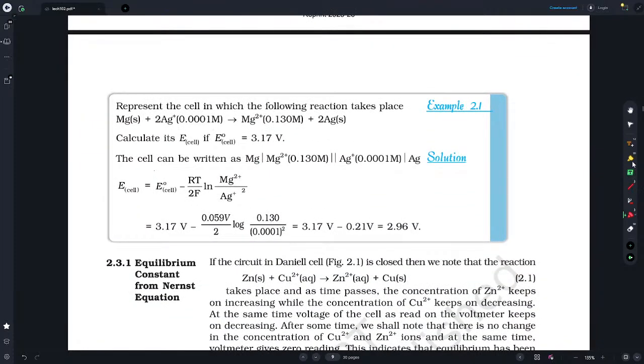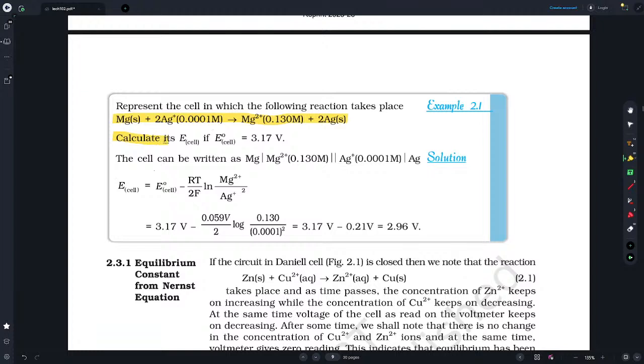This is an example. Represent the cell in which the following reaction takes place: Mg + 2Ag+ → Mg2+ + 2Ag. Here we see that Mg is the one getting oxidized, giving the electrons, so it is at the anode, and 2Ag+ taking the 2 electrons is getting reduced to form Ag.